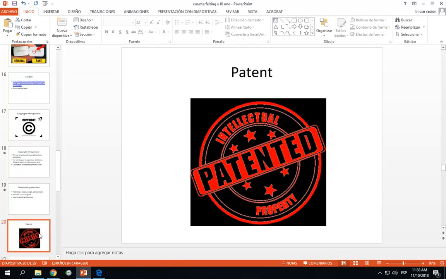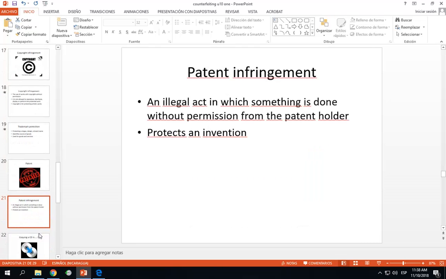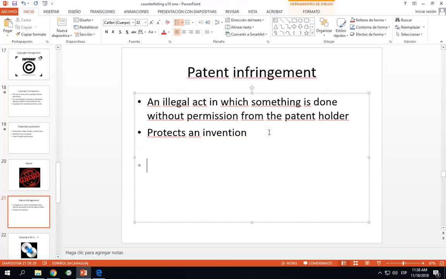A patent. What is a patent? Mostly patents have to do with an invention, but also with medicines. Because what do big companies do? Big pharmaceuticals. They invest a lot of money to do research for new medicines.